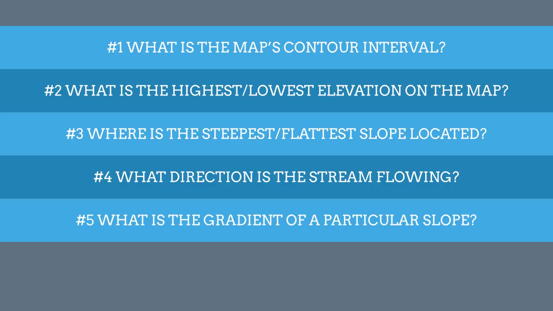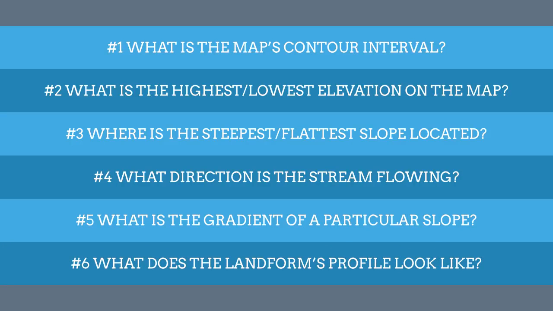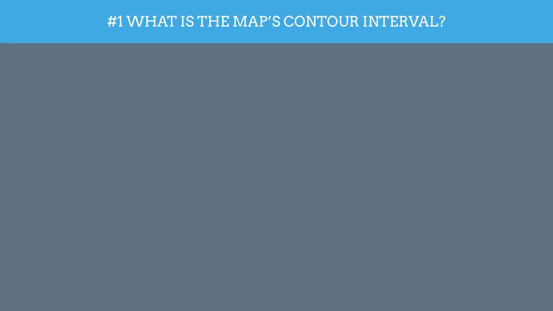Fifth, what is the gradient of a particular slope? And sixth, what does this landform look like from the side? In other words, what does the profile view look like? So what I want to do is go through each of these questions and give you an example of how they can be answered. Let's start with the first question. What is a map's contour interval?